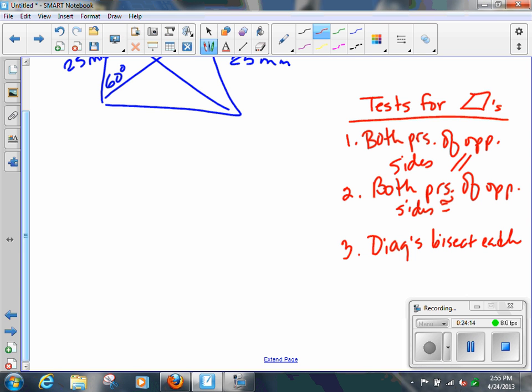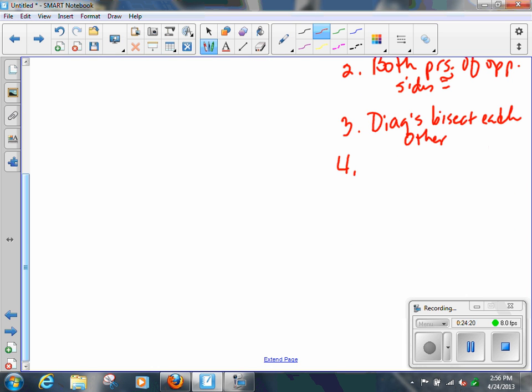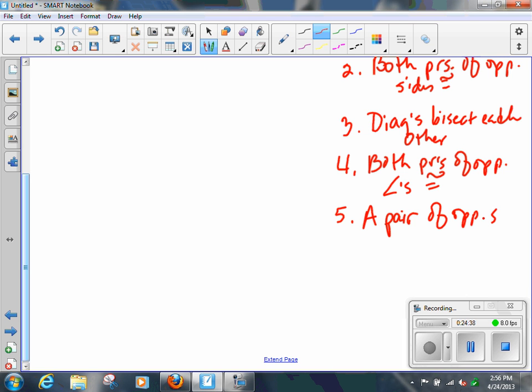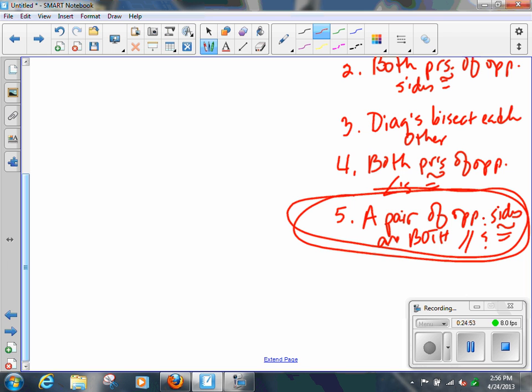It's on the very first page of the same packet we're working on. The fourth one says both pairs of opposite angles are what? Congruent. And then the very last one, this is that little one that we forget about. It says one pair of opposite sides are both parallel and congruent. You better circle that on that first page, because that's the one that's going to bite us in the hind end, okay?